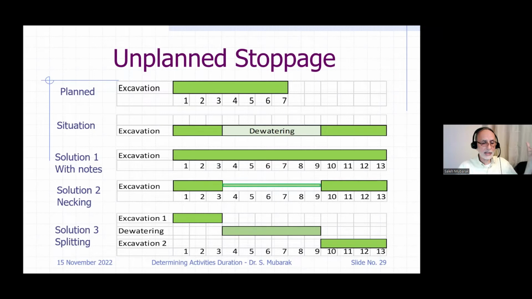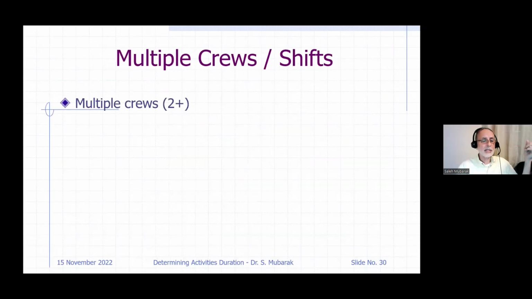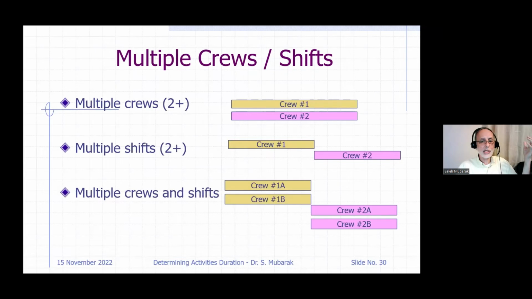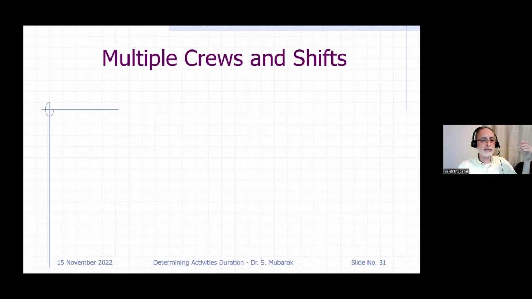Again, you have 3 activities here. Excavation is broken into 2 before and after the dewatering, and the dewatering is shown as an independent activity. You may have multiple crews or multiple shifts, or multiple crews and multiple shifts. You have to be careful about the impact of this on the productivities.